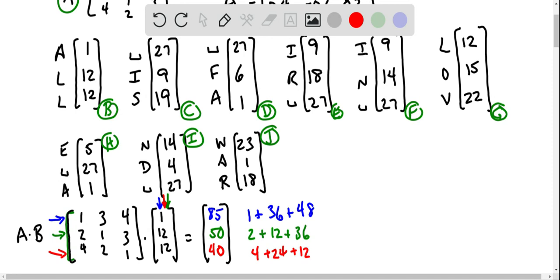Okay. Well, what about my next one? In this case, I will do A times C. That's my second one of those grids. So A doesn't change.